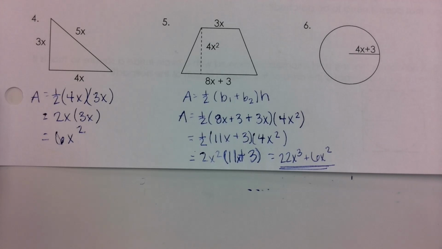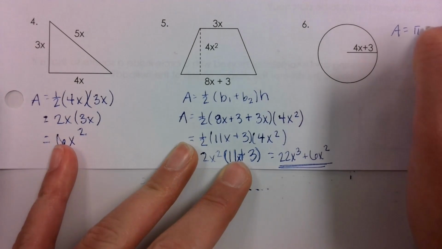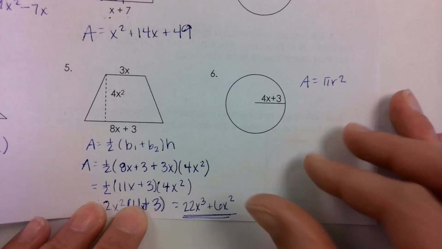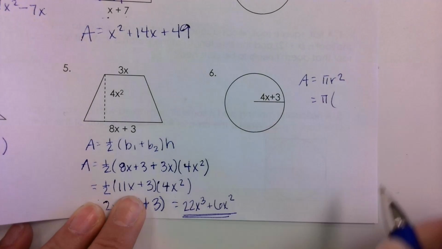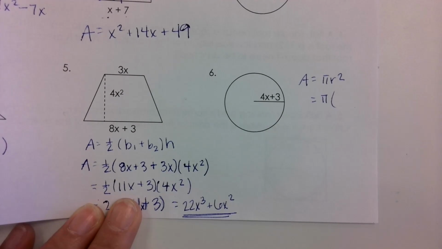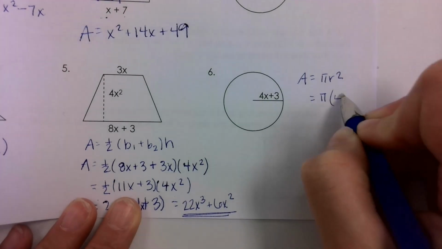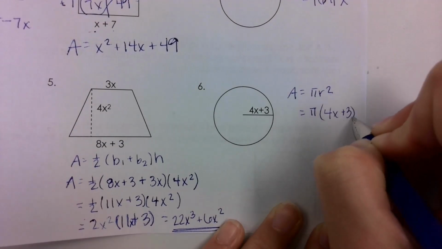Okay, so the last one we got there is another circle. So remind me our formula for the area of a circle. So we've got A equals pi r squared. So what is our radius this time? So yeah, what's our radius? 4x plus 3. So we have 4x plus 3 squared.